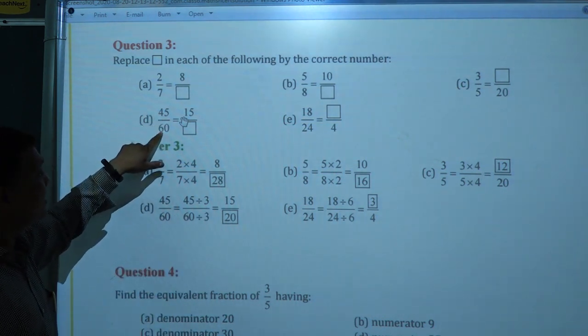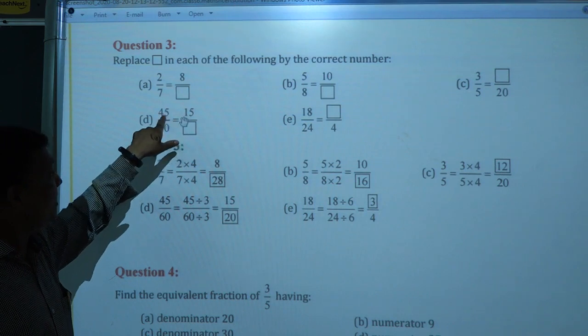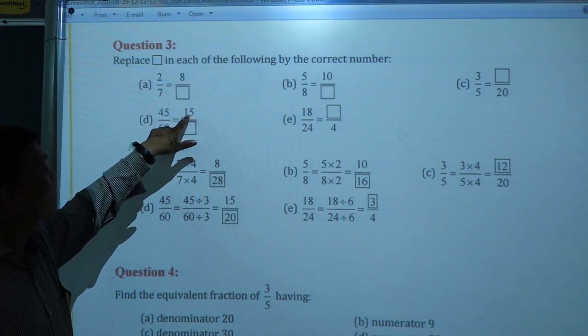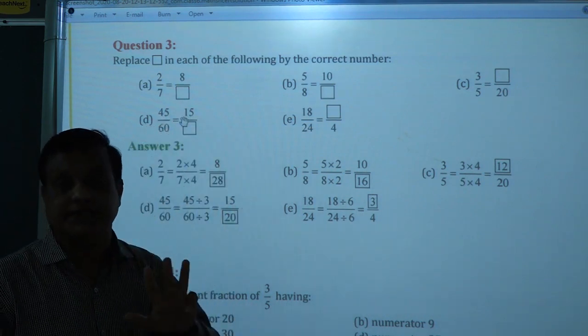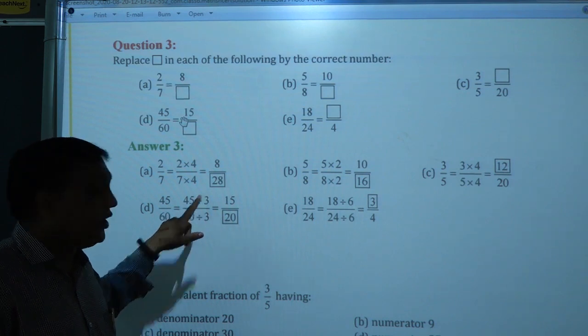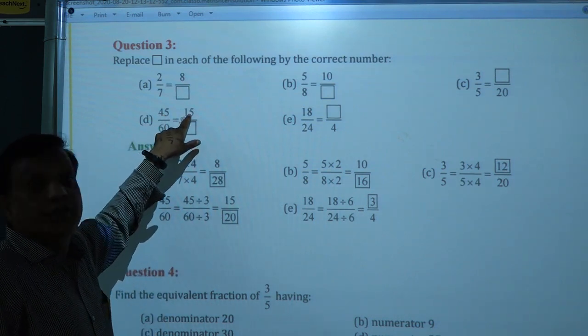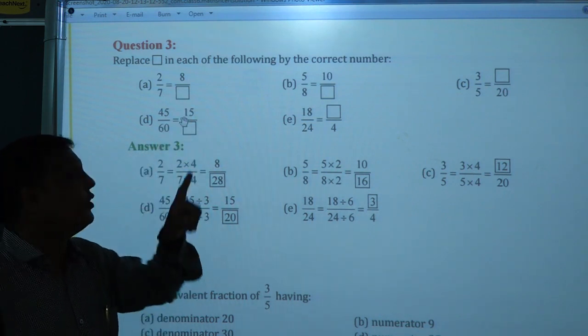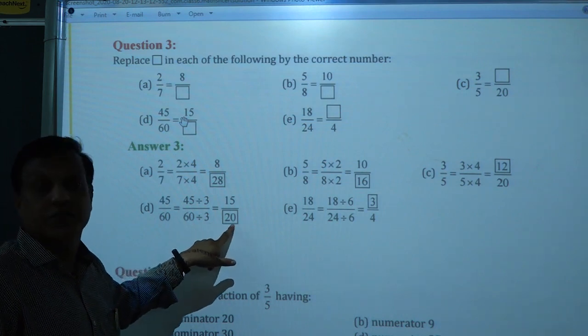So 45 upon 60 is equal to 15 upon dash. Here both the numerators are given. Now divide these both the numbers. When you divide 45 by 15, you will get answer 3. The same 3 you have to divide with the 60. 60 divided by 3 is 20. So the required number is 20.